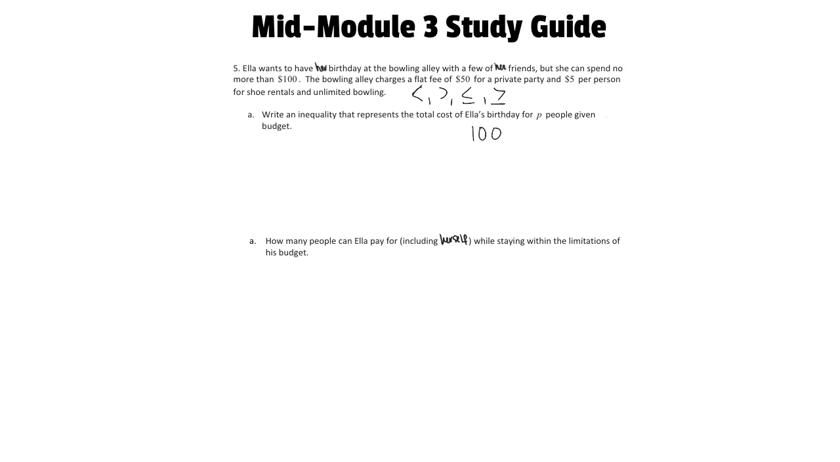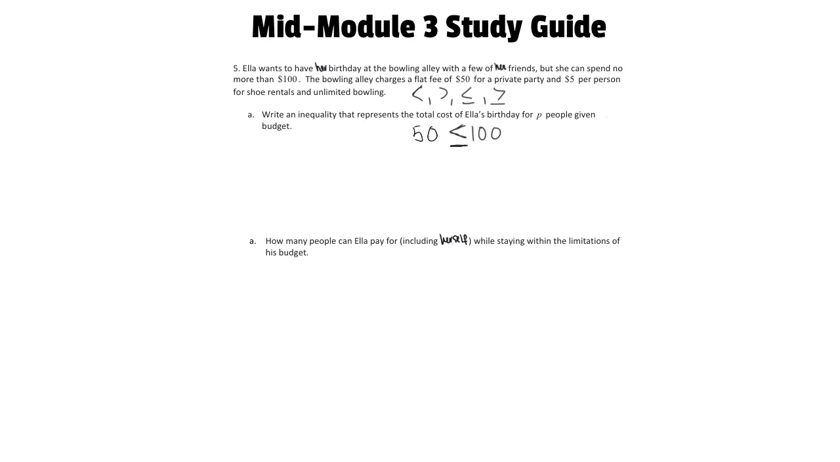So she can either spend $100 or less. To represent that, the $100 is the most she can spend. So everything is going to have to be less than or equal to the $100. Now that we have our less than or equal to sign, we need to look at the rest of the problem. It says the bowling alley charges a flat fee of $50 and $5 per person for shoe rentals.